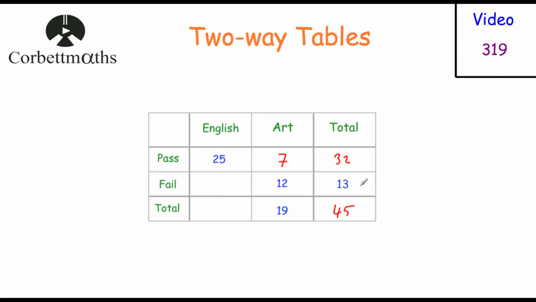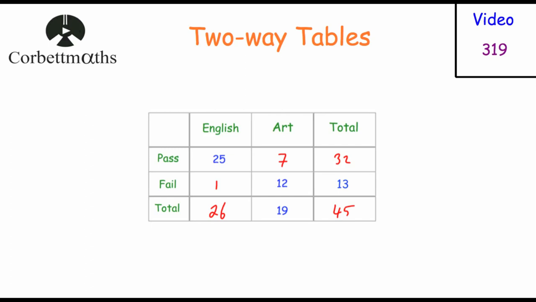Next, let's look at the students that failed their courses. Well, altogether 13 students failed their course and 12 of them were from art. So that means that only 1 student failed English. So that means that we've got that number of 1. And then finally, how many students studied English in total? Well, we've got 25 that passed and 1 that failed, so altogether that'd be 26. And let's just check our answers. 26 plus 19 is 45. So that's a two-way table.